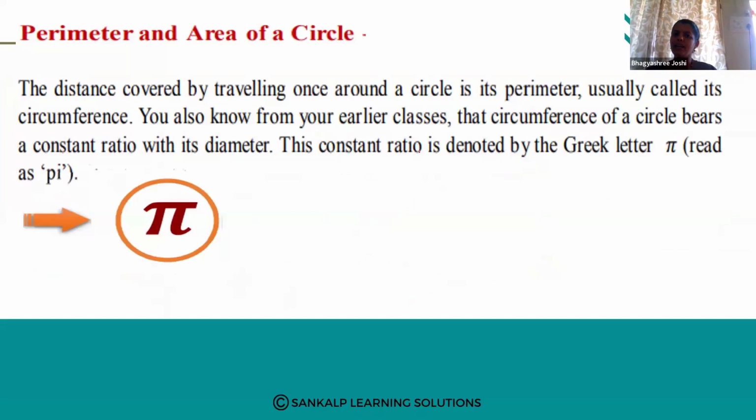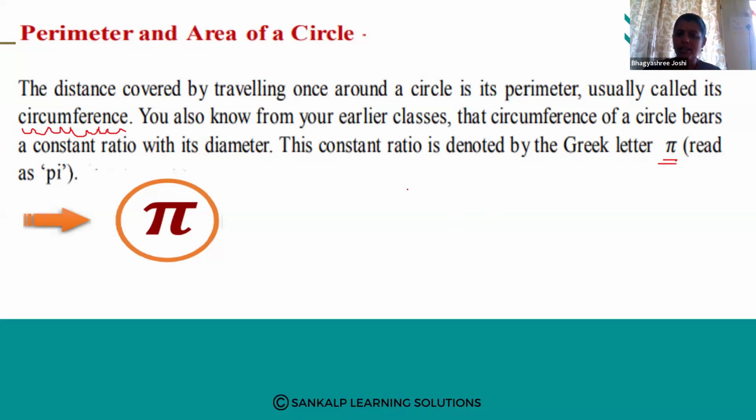So, perimeter and area of a circle. What do you mean by perimeter? Perimeter means the circumference of the circle. The length of the outer boundary is called the perimeter or circumference of the circle. The distance covered by traveling once around a circle is its perimeter, usually called the circumference. You also know from your earlier classes that the circumference of a circle bears a constant ratio with its diameter, and this constant ratio is denoted by the Greek letter pi.